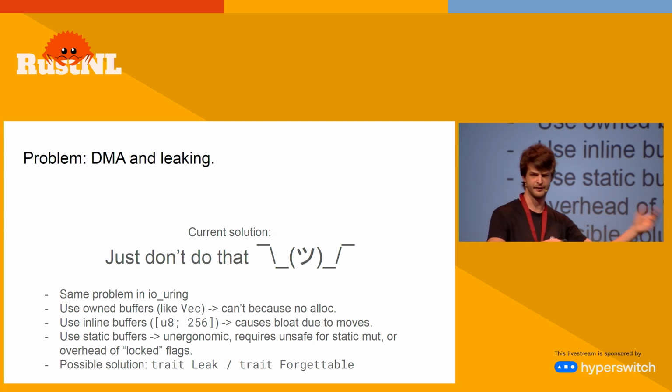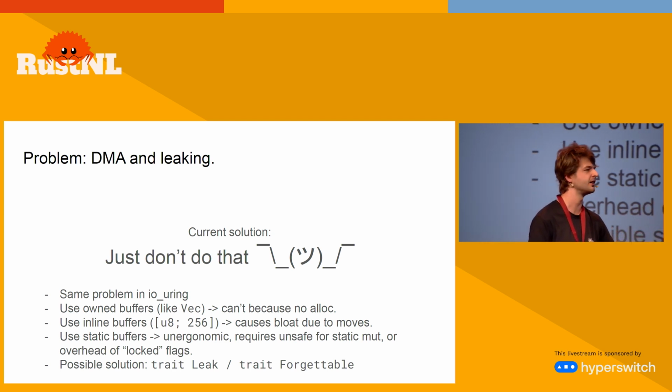There's been a lot of conversation about this in the past years: either some auto-trait leak, forgettable, or must-move, like undroppable types or unforgettable types. We really need something like this, because otherwise there's no way we're going to get safe and ergonomic embedded DMA libs or io_uring libs that have no overhead.